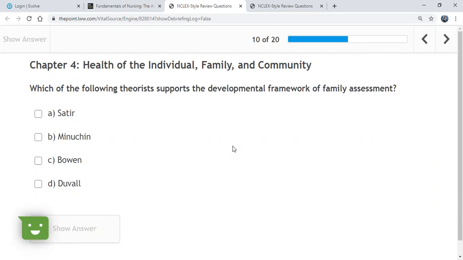Which of the following theorists supports the developmental framework of family assessment?